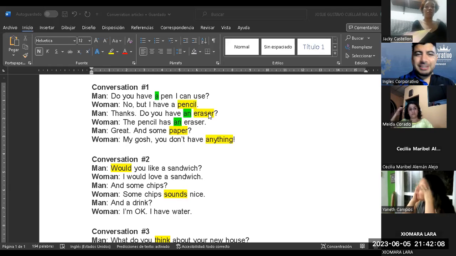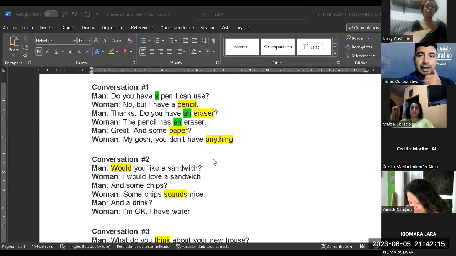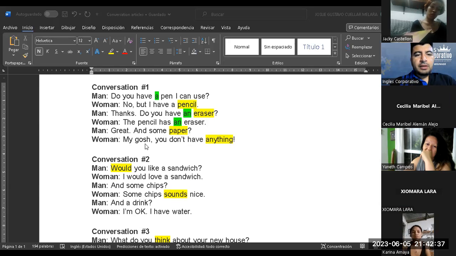Okay, conversation one or two, bastante simple y cortas estas conversaciones. Aquí vamos a utilizar los artículos. ¿Cuáles son los artículos? A, an, the. Ya vimos eso la semana pasada, creo, ¿verdad? A, an, the. Entonces tenemos acá, do you have a pen I can use? No, but I have a pencil. Thanks. Do you have an eraser? The pencil has an eraser. Great. And some paper? My gosh, you don't have anything.